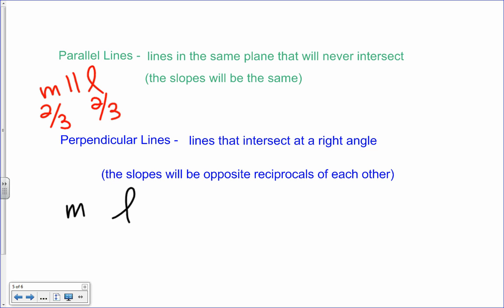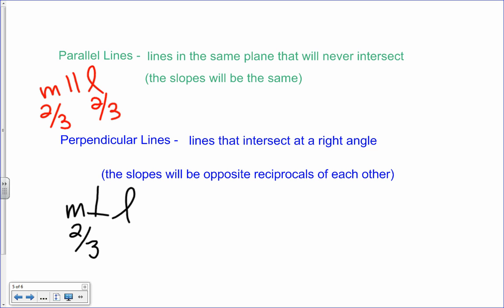Close, upside down T, but that could look like a plus sign, depending on what T you use. Upside down capital T, there you go. There's your symbol for perpendicular. Okay? So if I told you that, and let's stick with this same 2/3 that we had up here. If I told you M had a slope of 2/3, would L also have a slope of 2/3 if they were perpendicular? No. There's two words there, opposite and reciprocal.